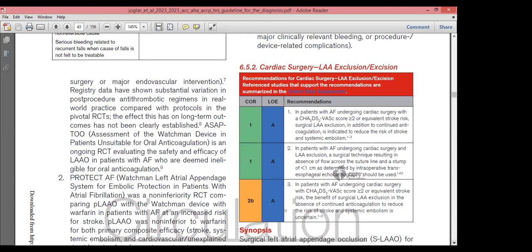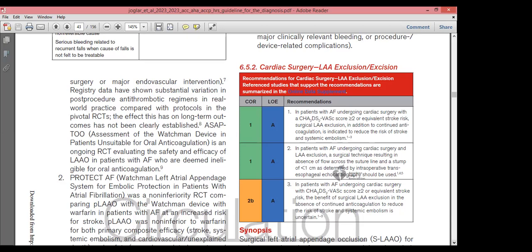Another class 1 recommendation here is that in patients with AF undergoing cardiac surgery and LAA, that's left atrial appendage exclusion, a surgical technique resulting in absence of flow across the suture line and a stump of less than 1 centimeter, as determined by intraoperative transesophageal echo, should be used.